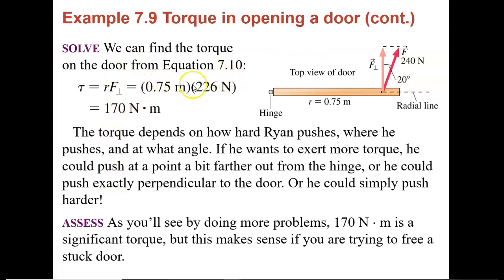So we then solve the torque applied. Your lever arm is 0.75 meters. The force applied is 226 newtons. The torque is 170 newton meters. And if he wants to exert more torque, there are a couple different things. If he's just going to use that amount of force, he can go further out before he hits the edge of the door, or he can try to go perpendicular.